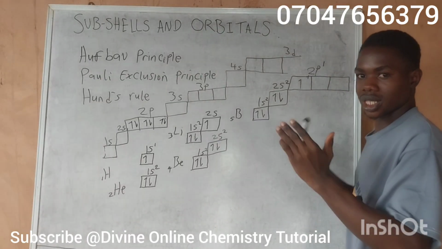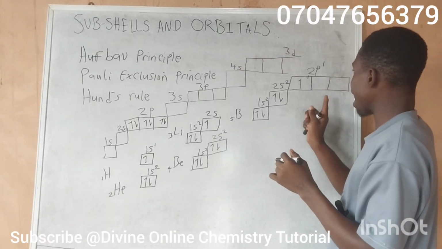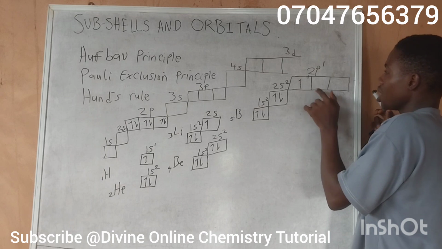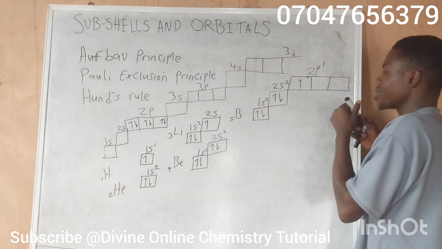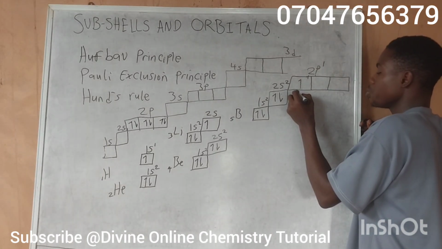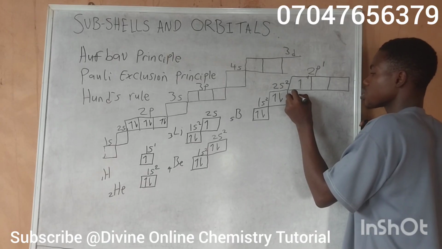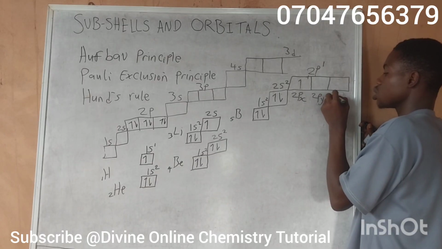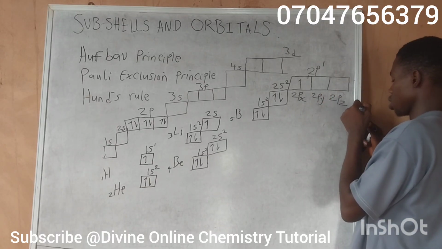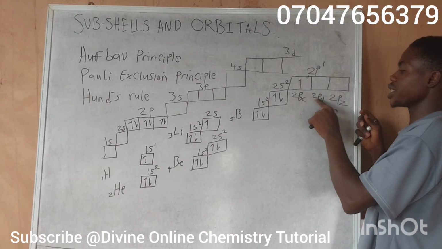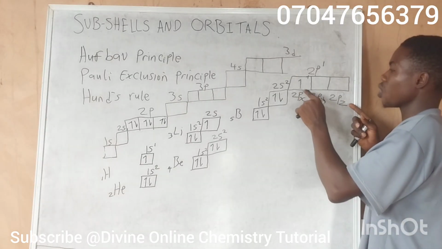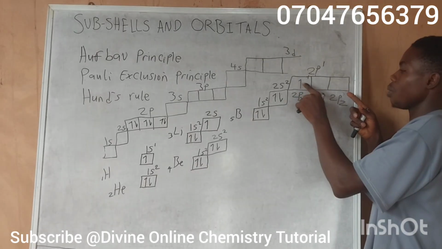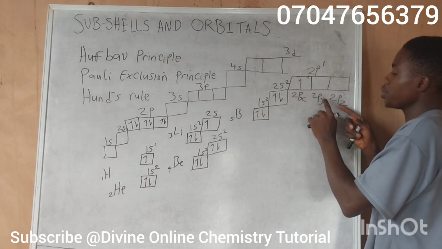Now for the p, let me also say something. Because the p has 3 orbital diagrams, we have 2px, 2py, and 2pz. Please take note of this also. The reason is that p has 3 orbital diagrams, one here, one here, and one here. So we have 2px, 2py, and 2pz.